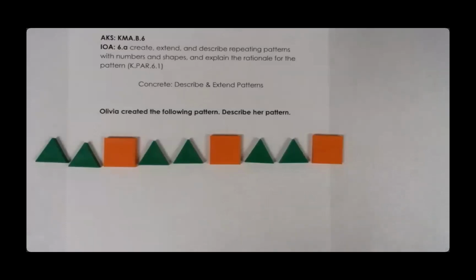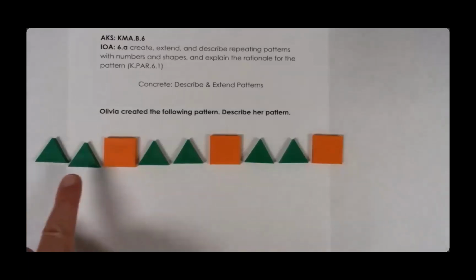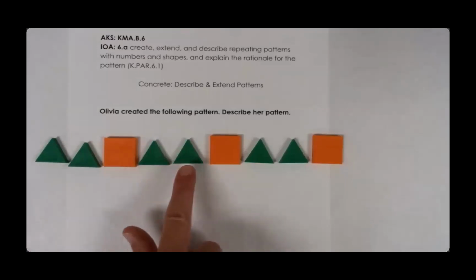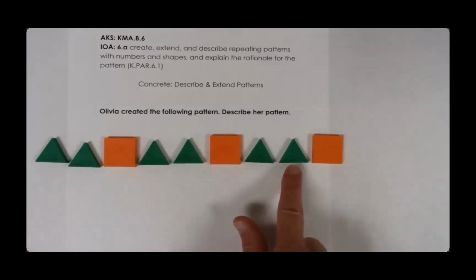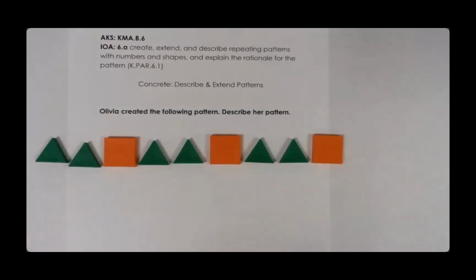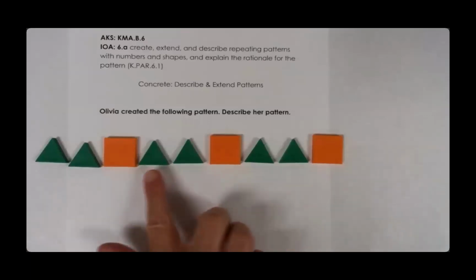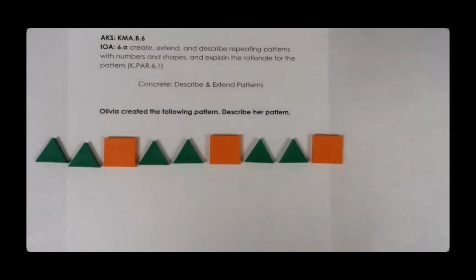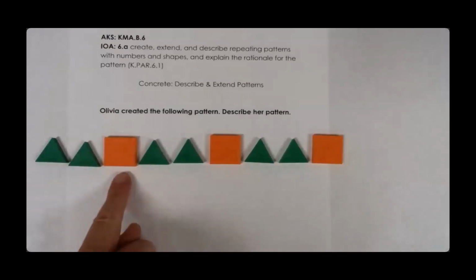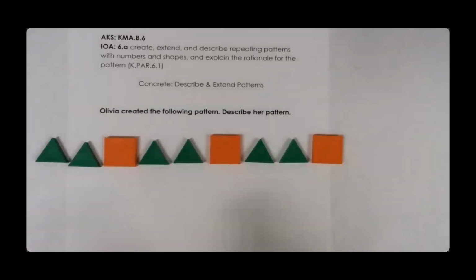A lot of times we might start by just saying, what do we see? That helps give the pattern some rhythm. And for some students, that's going to help them to notice what part is repeating over and over, as well as, of course, the visual. But I have triangle, triangle, square, triangle, triangle, square, triangle, triangle, square. And so what I'm noticing is that I do 2 triangles and a square, 2 triangles and a square, 2 triangles and a square.